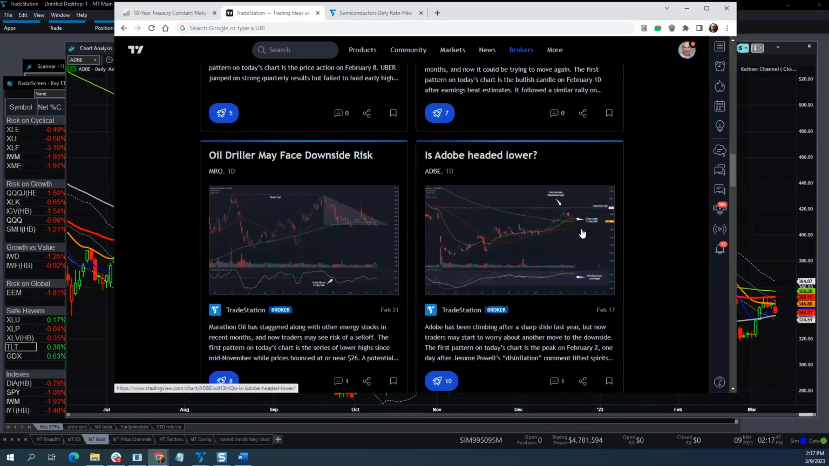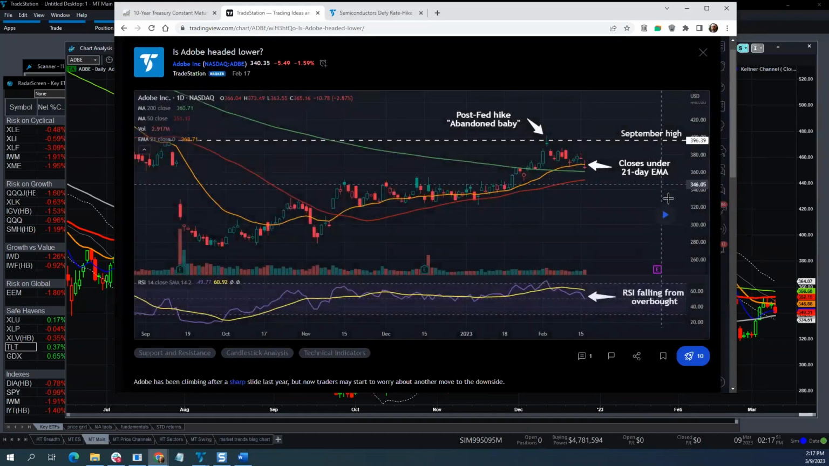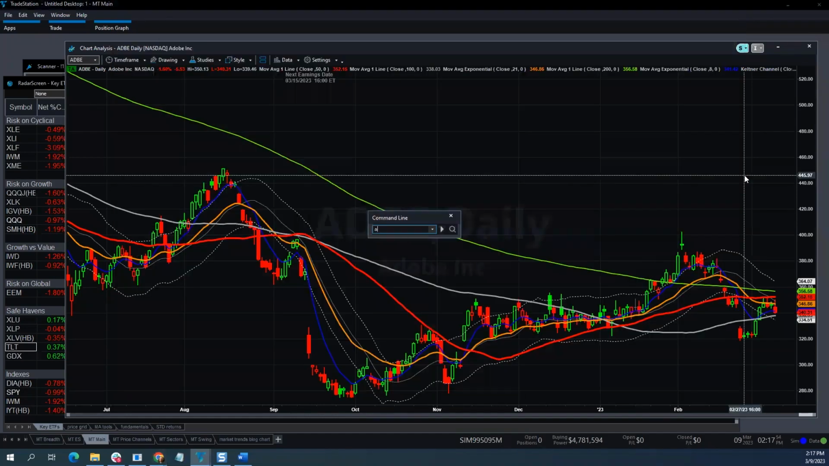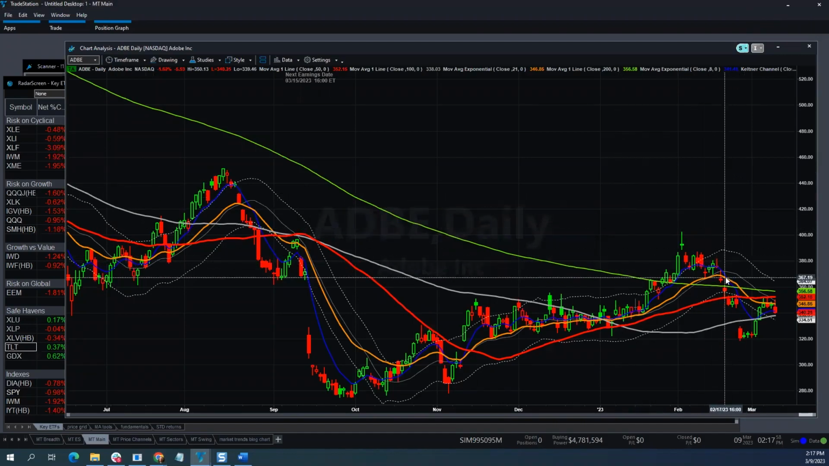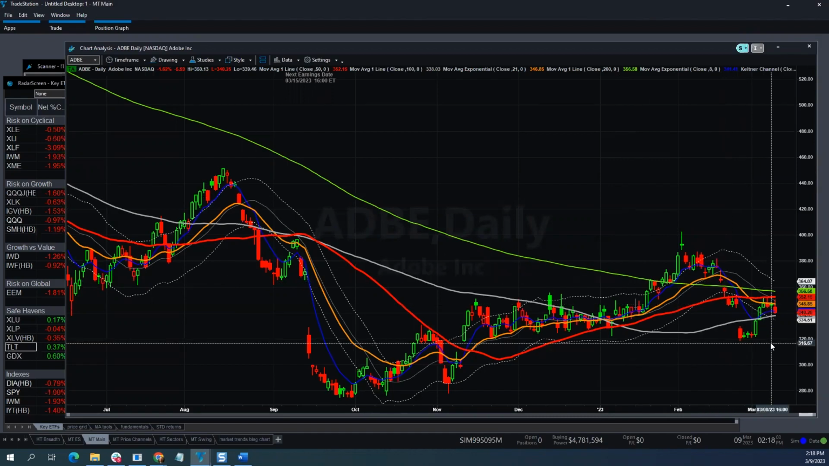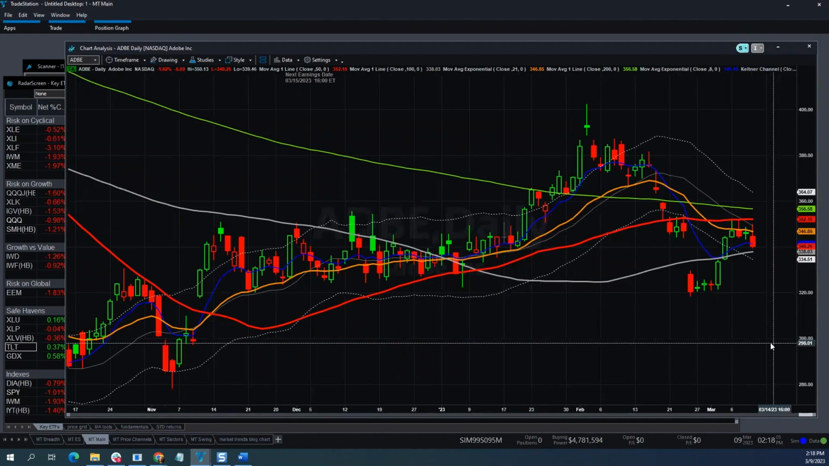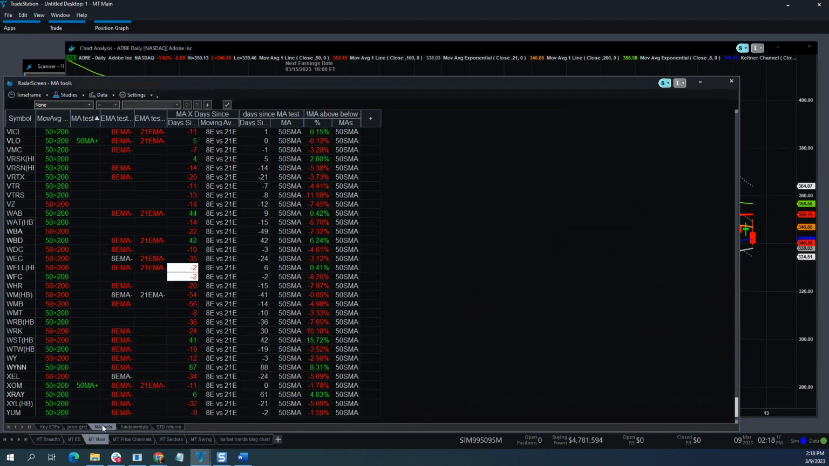Is Adobe headed lower? We did Adobe up here when it was sitting around 360. Let's look at it back on the TradeStation chart. We basically did that idea on Adobe right here, and it plunged. And now earnings are coming up. One of the things I do when I use my workspaces, which are the ones in the zip files, is this: MT main is the main one, but it has something called MA tools, and it has EMA test.